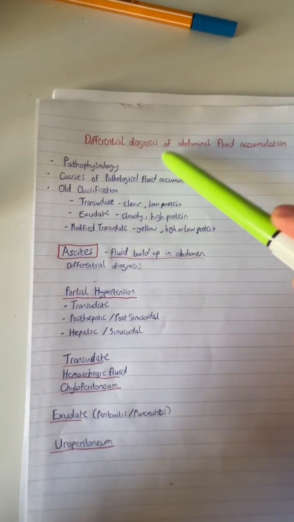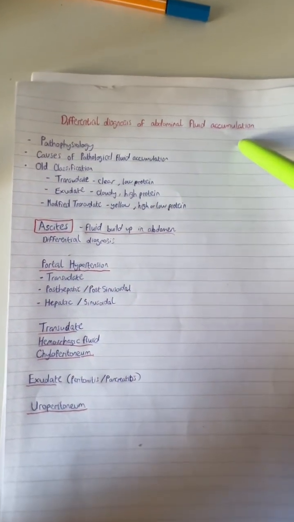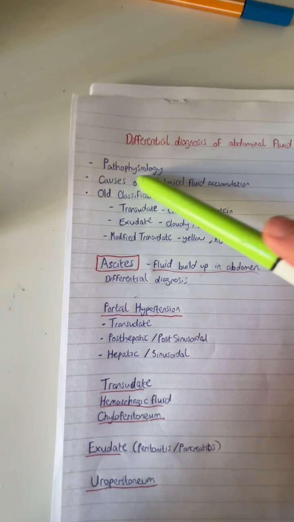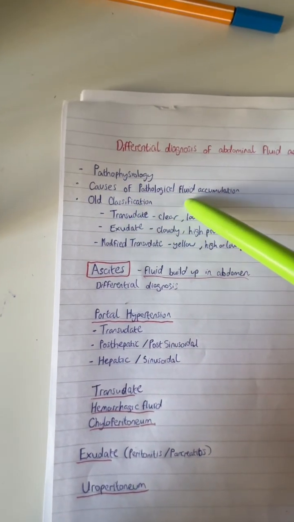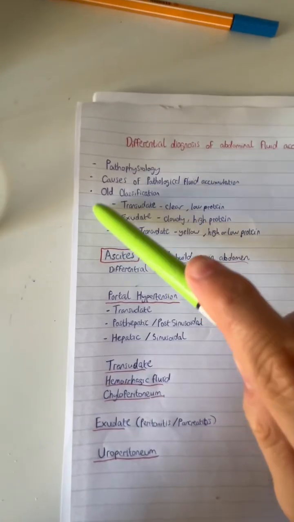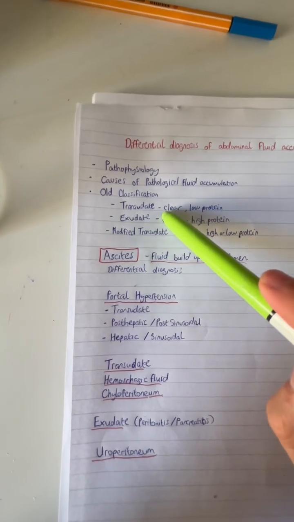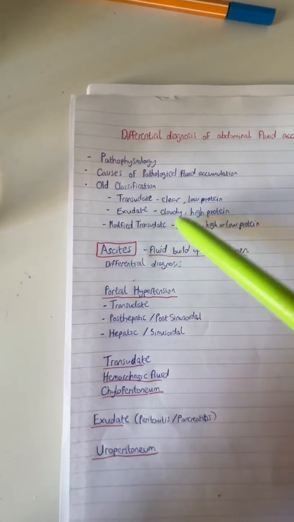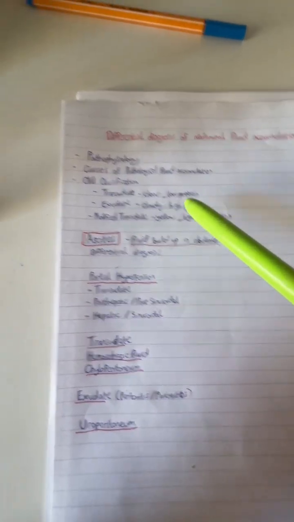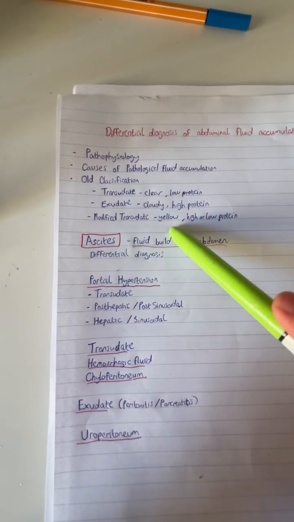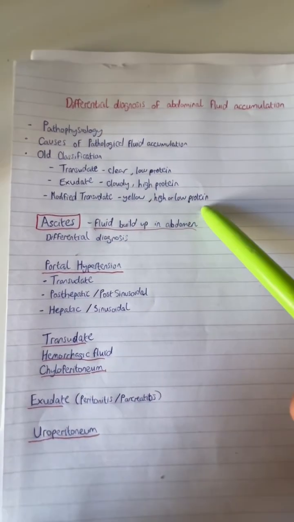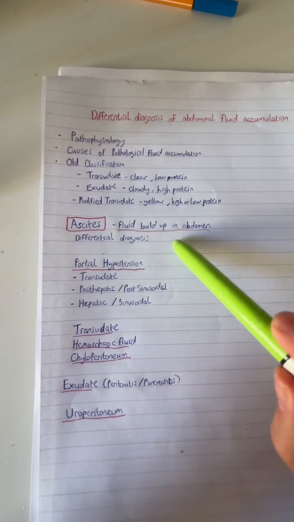The differential diagnosis of abdominal fluid accumulation. Discuss the pathophysiology, the causes of the pathological fluid accumulation, and the old classifications: transudate, which is clear and has low protein; exudate, which is cloudy and has high protein; and modified transudate, which is yellow and has high or low protein. Ascites is fluid buildup in the abdomen.